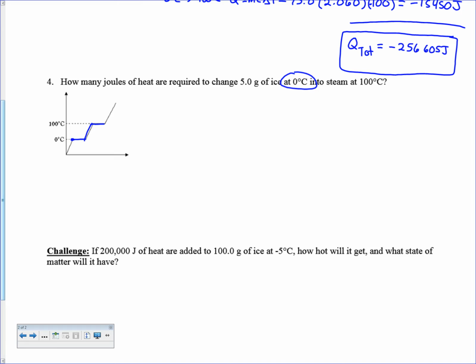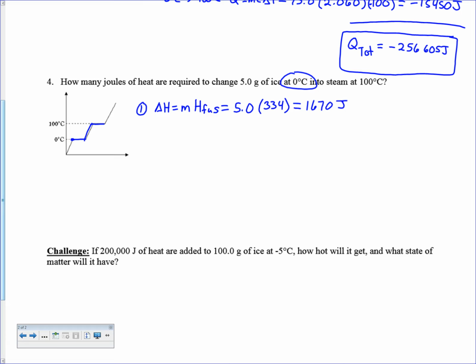Step number 1 is melting. So we're going to have delta H equals m times heat of fusion, which equals 5.0 times 334, which equals 1,670 joules.